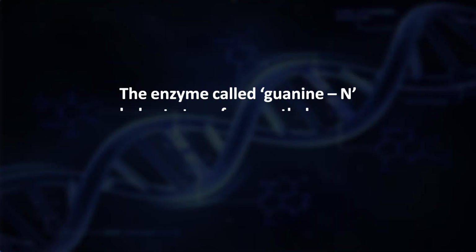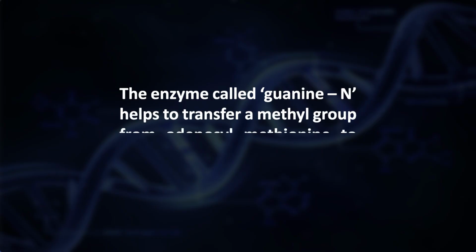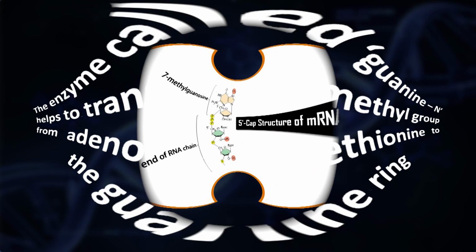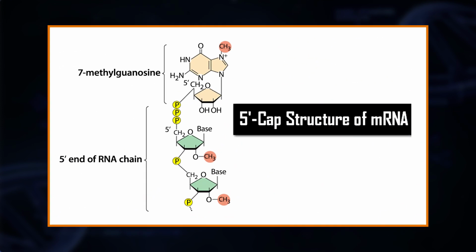The 5' end product thereafter attacks the alpha phosphorus atom of the GTP molecule. The enzyme guanine methyltransferase helps to transfer a methyl group from S-adenosyl methionine to the guanine ring. This type of structure is called a cap-0 structure.